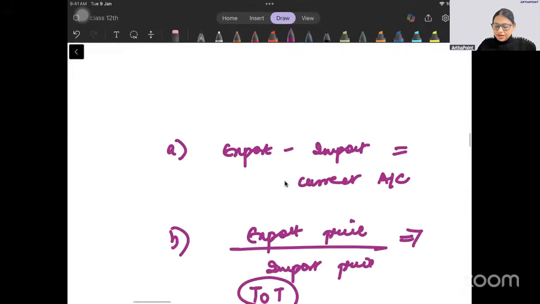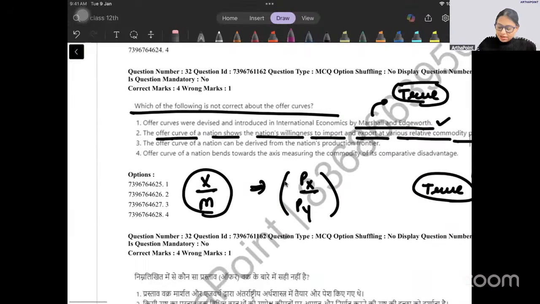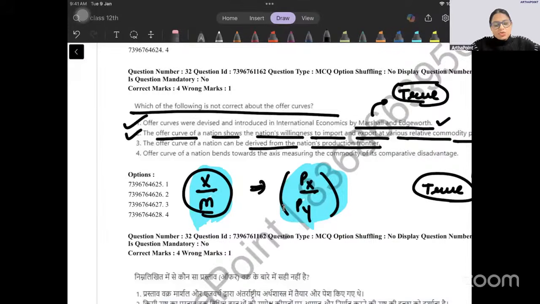तो माने इन अ वे आई एम सेइंग कि ऑफर कर्व क्या बता रहा है? This is telling me how much export and import I will do at different terms of trade. So this is correct. The offer curve of a nation can be derived from nation's production frontier. So again, if you have not read this chapter of offer curve, I will highly suggest you to do so. How we derive the offer curve, कैसे हम join करते हैं and we get the offer curve, but this is a correct statement.